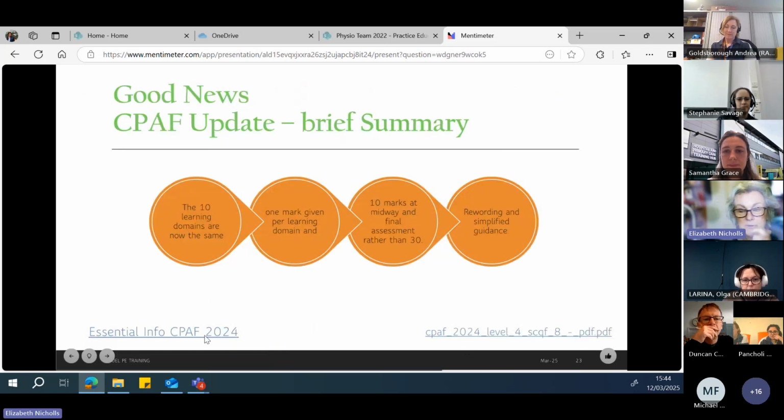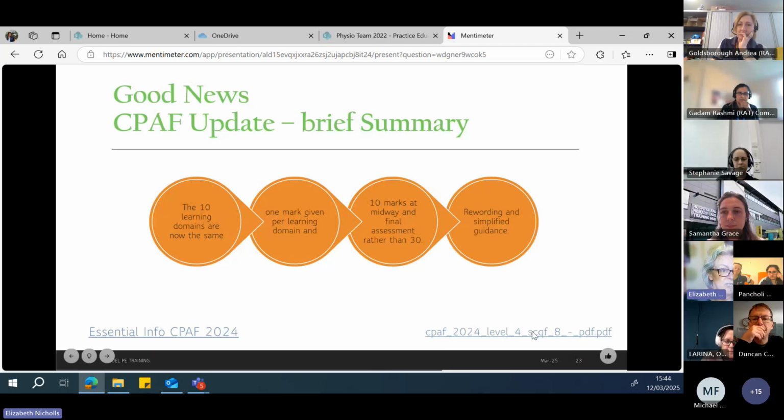You can see on this slide that the first link on the left-hand side is essential information about the CPAF, a bit of a how-to guide. The second link is direct to the level 4 CPAF, which is available from the CSP website. I know a number of colleagues these days are not members of the CSP, so don't worry, you don't have to be a member of the CSP. You can access it directly there. The students should already have downloaded a copy of the CPAF because they need to be filling in the first part of it. But equally, it's there for you to download for your own information if you want to.